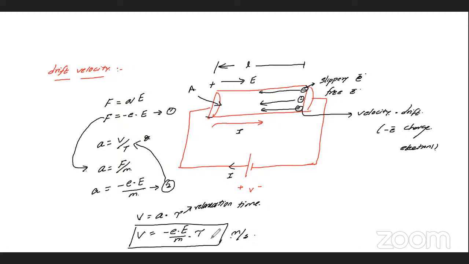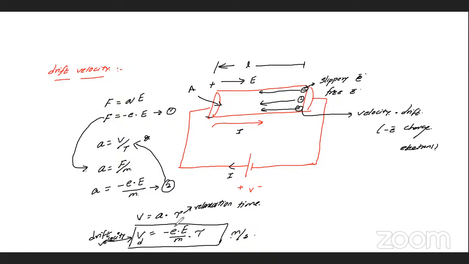I'll take this v as v_d. v_d is your drift velocity. Remember this. Now, when we discuss the drift velocity and relaxation time, the electrons do not travel in a straight line. They may travel in different directions, negative and positive.